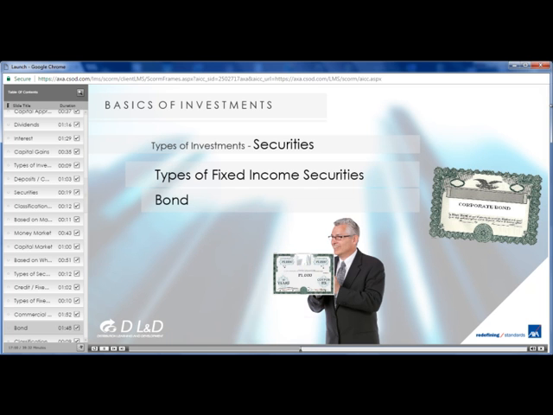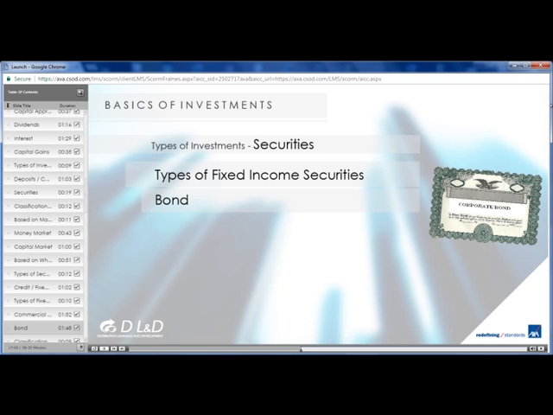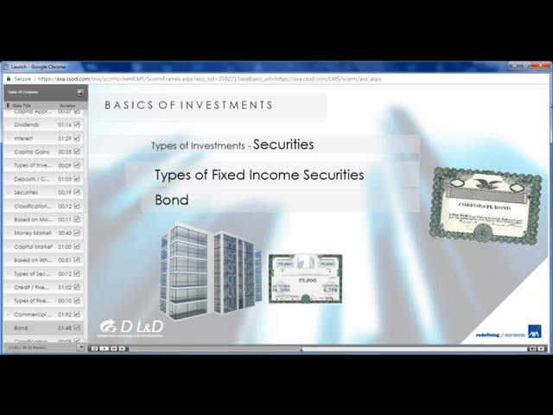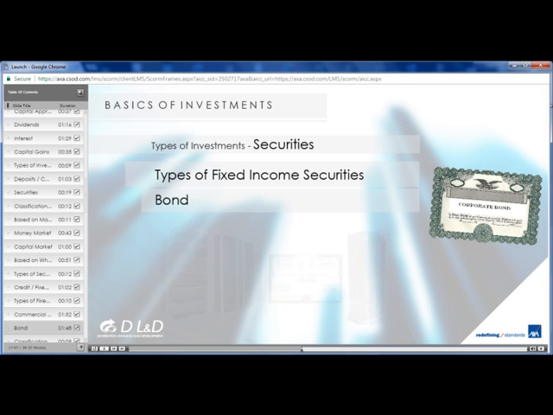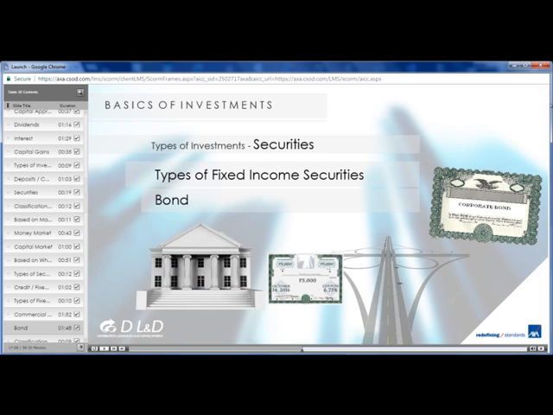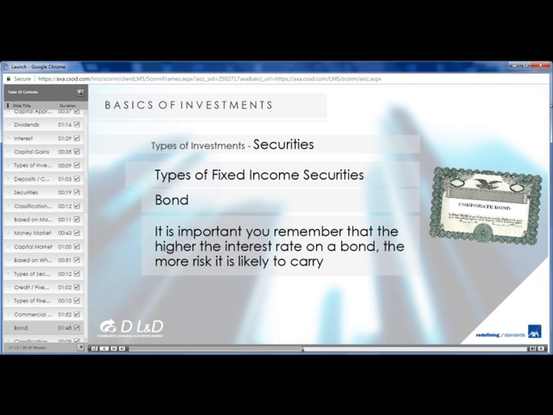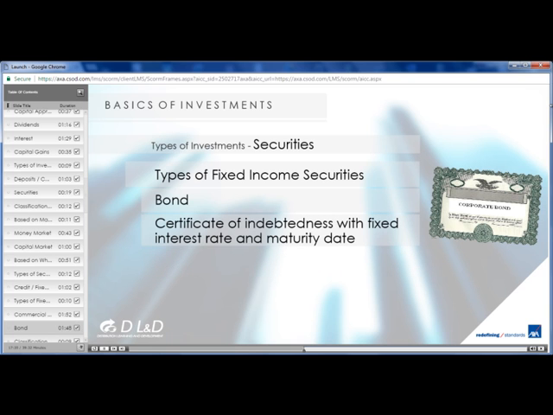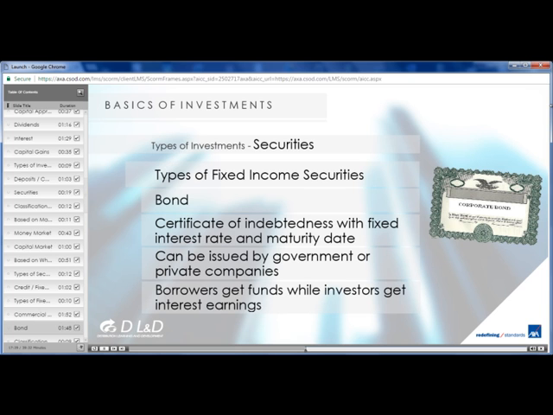The investor could also sell his bond before it matures. Corporations often issue bonds to fund capital projects, and the government issues bonds to pay for public projects. There are many types of bonds, but it's important you remember that the higher the interest rate on a bond, the more risk it is likely to carry. A bond is a certificate of indebtedness with a fixed interest rate and maturity date. It can be issued by a government or private companies. Borrowers get funds while investors get interest earnings.